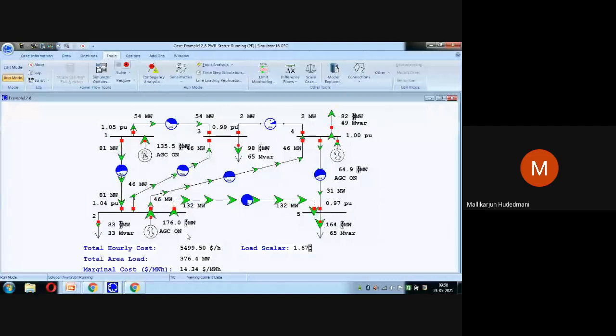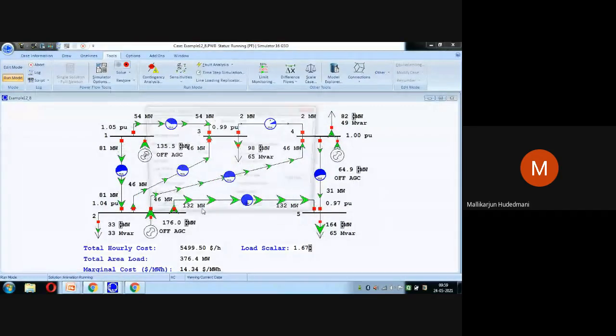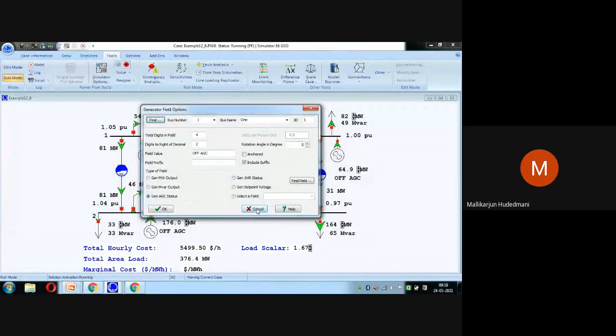AGC is on. Now what I will force? AGC off I will force. If the load increment occurs, how do these generators keep quiet? I would like to show you. So I will force this off. I will force this generator AGC off, and I will force this generator also off. You can see, a message comes to me, I just ignore.